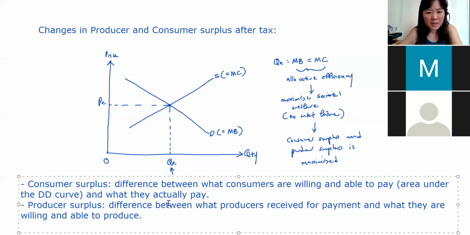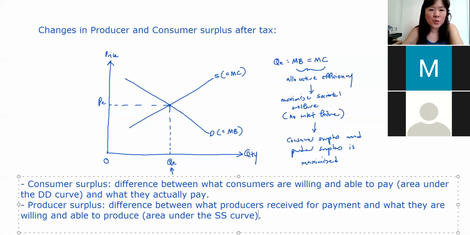And what about the difference between what producers receive for payment and what they're willing and able to produce? Let me type this out, then I'll show it to you graphically. What the producers are willing and able to produce is shown by the area under the supply curve, because by definition, demand refers to what consumers are willing and able to pay, and supply relates to what the producers are prepared to produce.